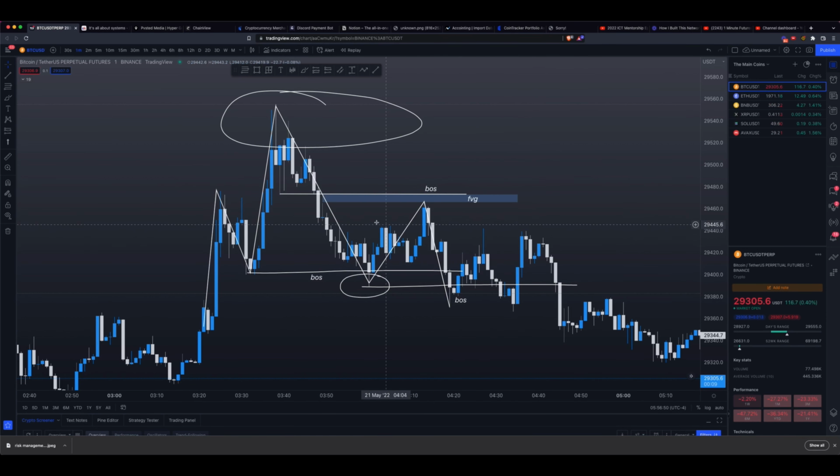Now, the strategy is something that I use on a day-to-day basis. I have been repeating this process for basically years now. It is the strategy that I use on a day-to-day basis to generate consistent profits on my account.